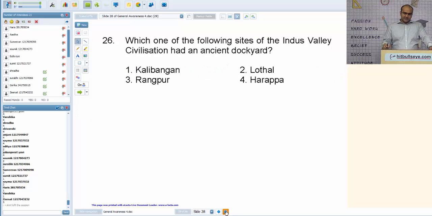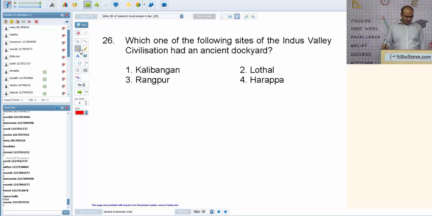Next, which one of the following sites of the Indus Valley civilization had an ancient dockyard? Okay, good to see that most of you have the right answer. The answer is Lothal, which is located in modern day Gujarat, right? So Lothal is a place where we found evidence of active trade happening between Indus Valley civilization, the Egyptian civilization, as well as Mesopotamian civilization, which was located in Iraq and Iran.